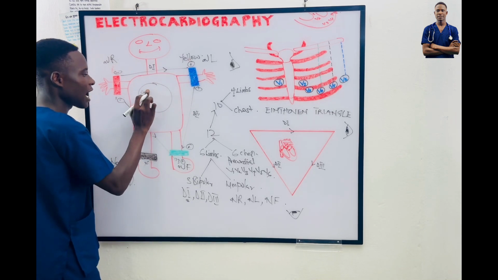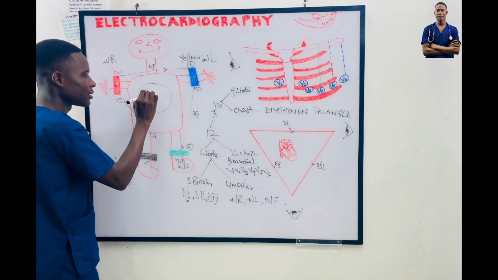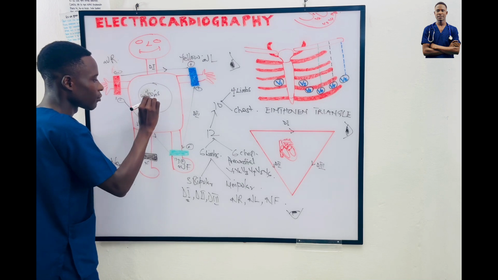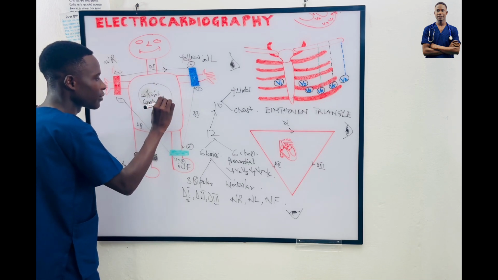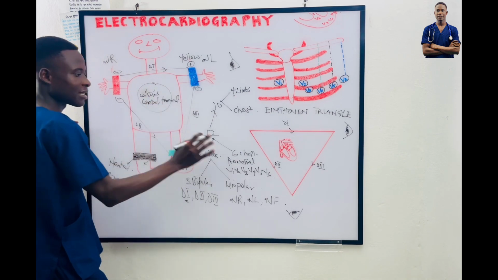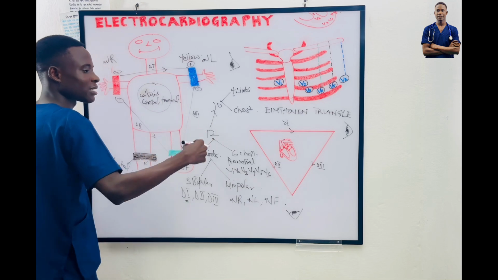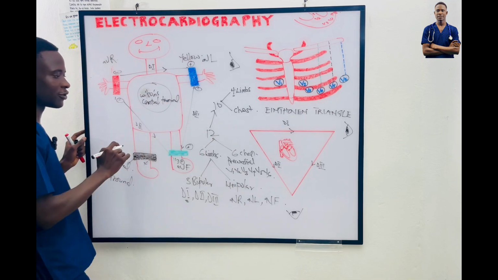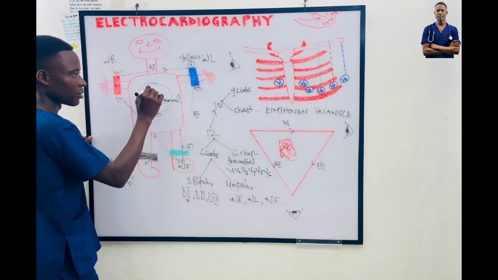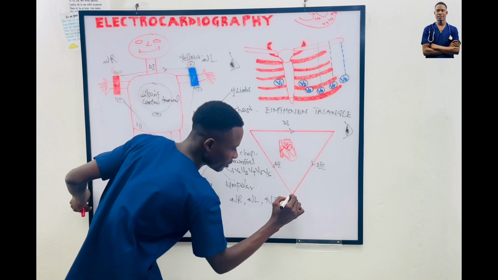This is called the center of the heart. The center of the heart generating that is called the Wilson's central terminal. The center of the heart will be serving as the generation of an imaginary negative electrode. So let's assume here we generate a negative electrode at the heart. You understand?